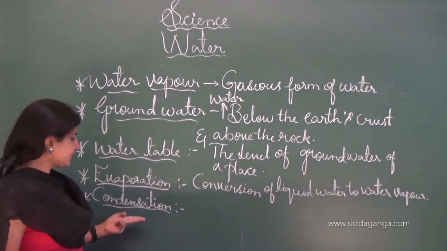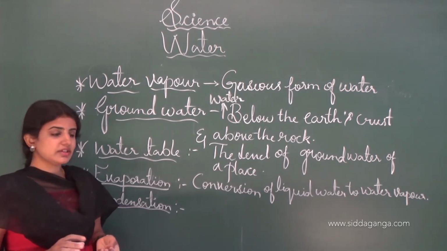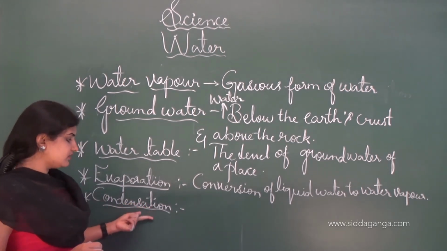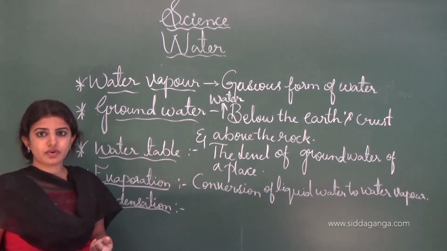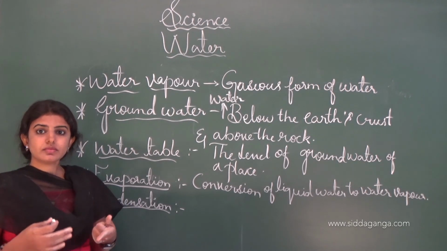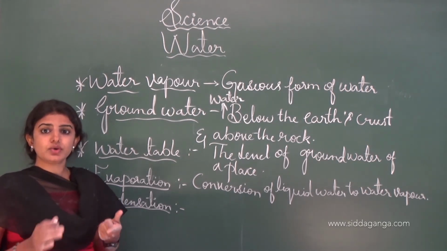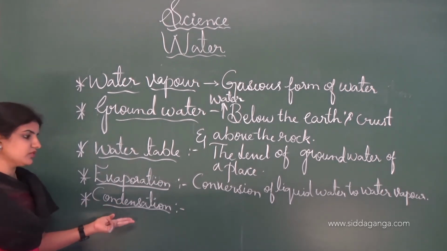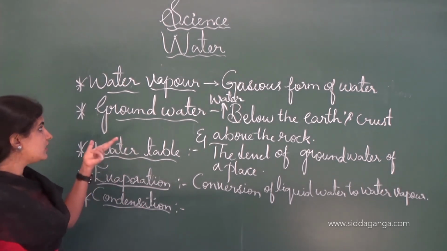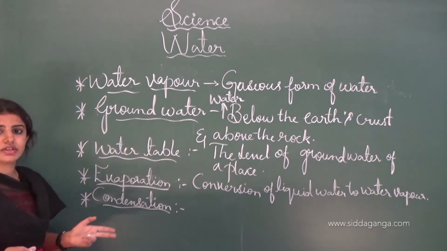And next one is condensation. Condensation is the process of conversion of the water vapor into the liquid form, and when it comes in contact with a cooling substance or cooling surface, this condensation process is carried out. And this is all about the different terms which come under this chapter.